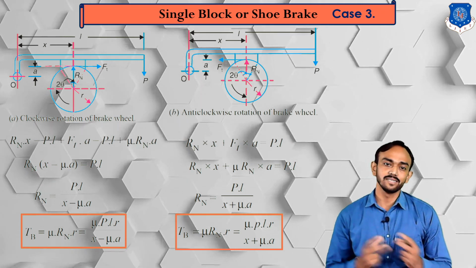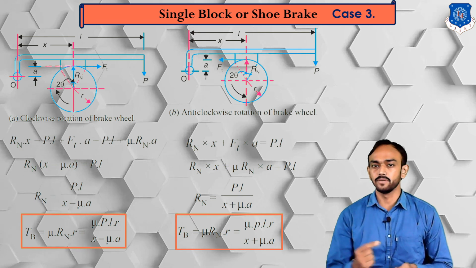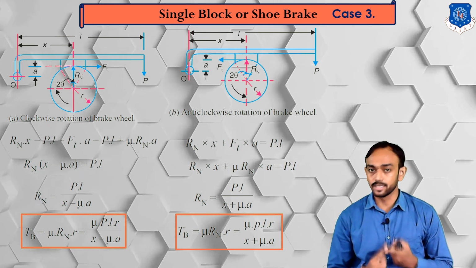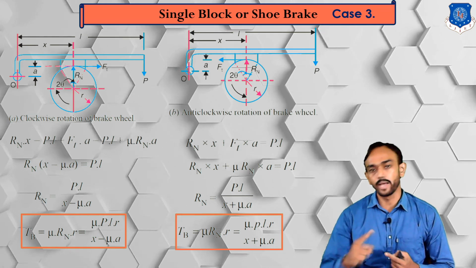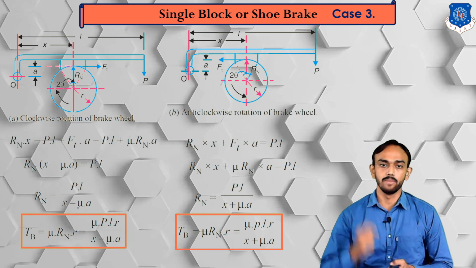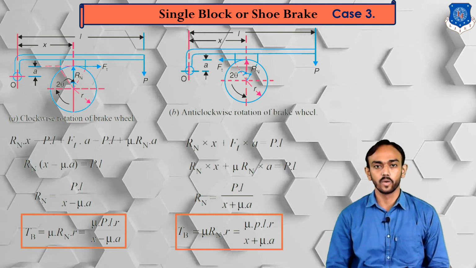You can see what the change is between them. There is a minor change, that plus and minus. And during an example, we have to take the moment again, and according to the arrangement, we will decide whether it will be plus or minus. Okay. Thank you.